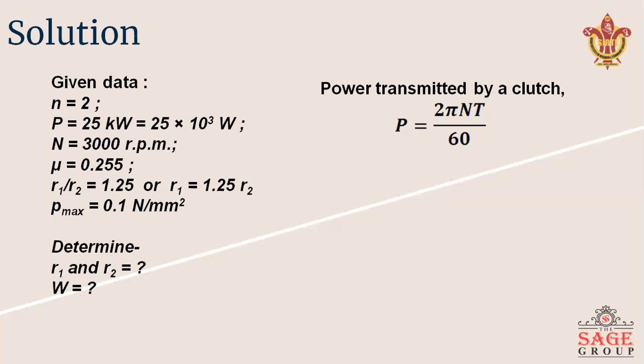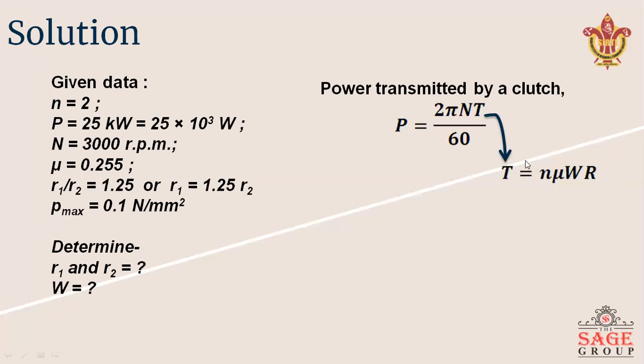And we also know that the torque transmitted by the clutch, T, equals N mu W R. We have already discussed this in the previous lecture. So this is the torque transmitted by the clutch, T equals N mu W R. Here you already know that N equals number of pair of contact, mu is coefficient of friction, W equals axial load, and R is mean radius. Here we have already calculated the value of torque transmitted by the clutch, and the same value is substituted here. So we have to put the value of T in this equation.